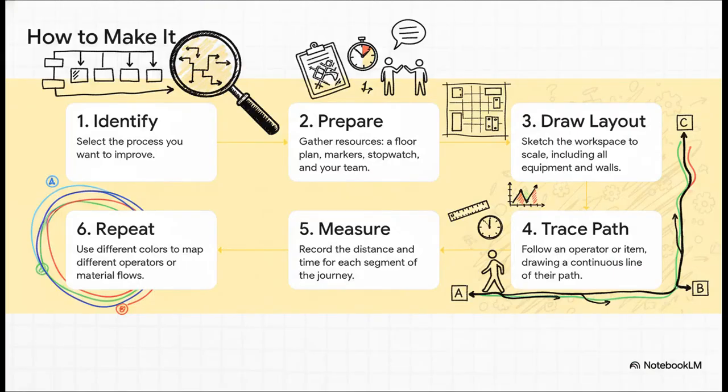Phase 1 is all about observation and data gathering. First up, you pick the process you want to fix. Then, you grab a floor plan, some markers, a stopwatch, and this is crucial, you get the team who actually does the work involved. You sketch out the workspace to scale. And then comes the fun part. You literally follow someone from start to finish, drawing one single unbroken line that tracks their every move. As you go, you're measuring both the distance and the time it takes. Pro tip, use different colored pens for different people or different products. It makes the final map so much easier to read.